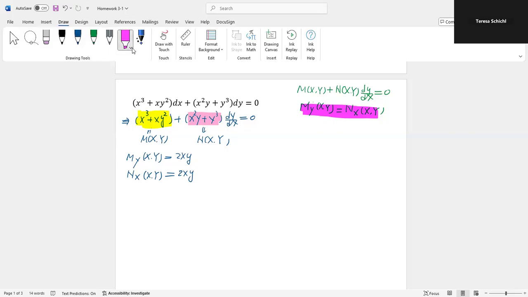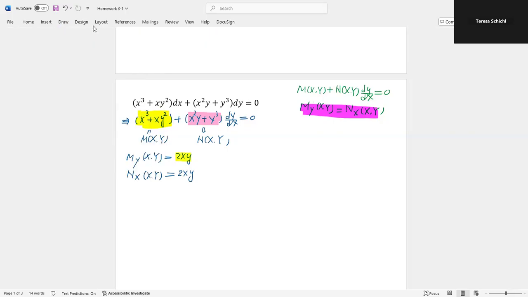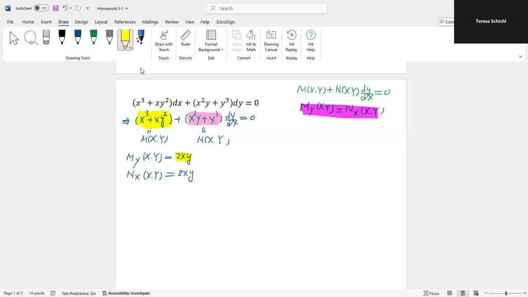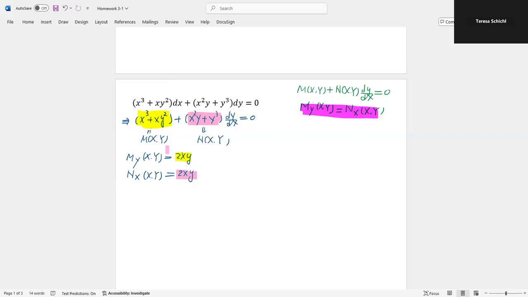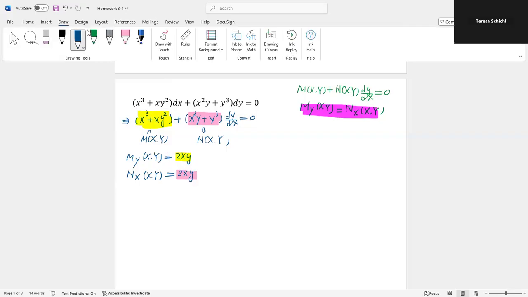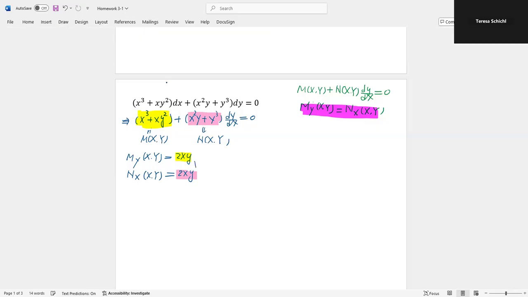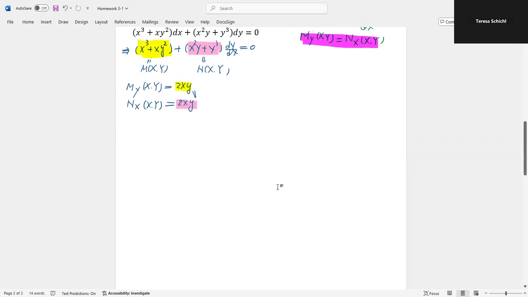Okay, so let me color code that. This one is related to that, and this one I derived from the function N(x,y). Very nice, these two are equal. If these two are equal, then we can use the exact differential equation method to solve it. I always like to put it into step-by-steps because we're always going to follow the same steps. So step number 1: after you check that they are equal, that's good. So we know this is what we call an exact differential equation.